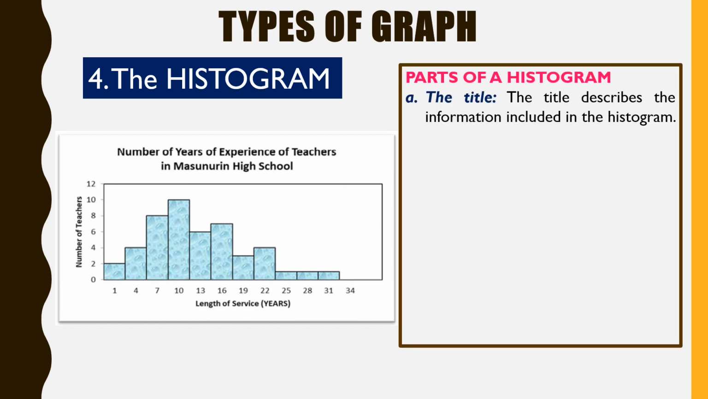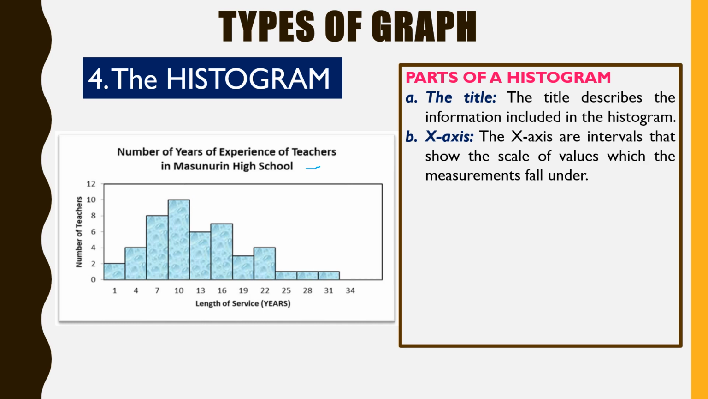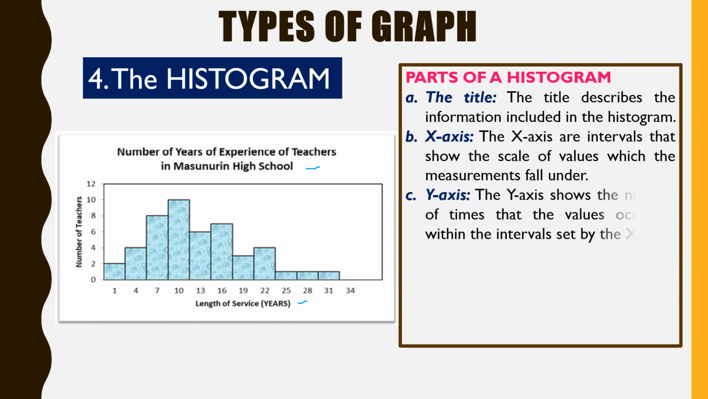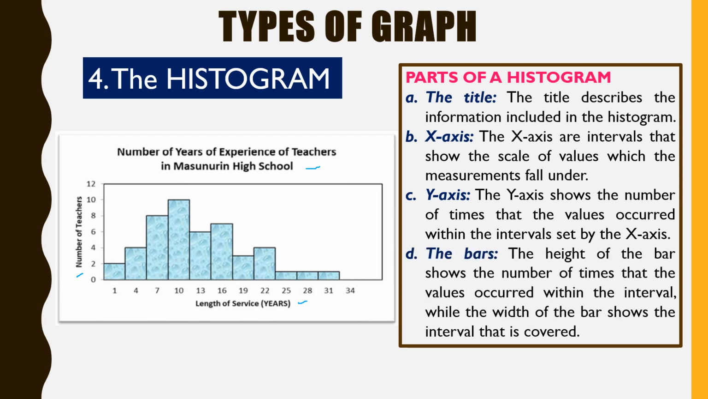The title describes the information included in the histogram. The x-axis or the horizontal axis are intervals that show the scale of values which the measurements fall under. The y-axis shows the number of times that the values occurred within the interval set by the x-axis. And of course, the bars: the height of the bar shows the number of times that the values occurred within the interval, while the width of the bar shows the interval that is covered.